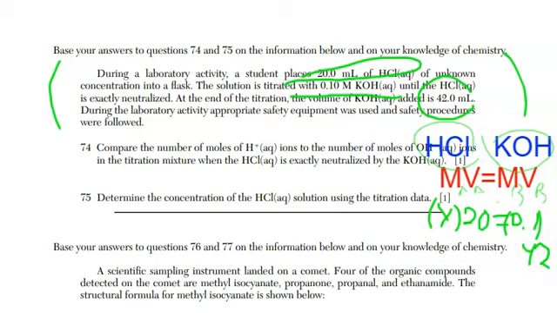0.1 times 42 is 4.2. And then to get X alone, I have to divide by 20. Grab your calculator. Always do your math with the calculator and a piece of paper so you can write everything out. So 4.2 divided by 20, and our answer is 0.21 molar.